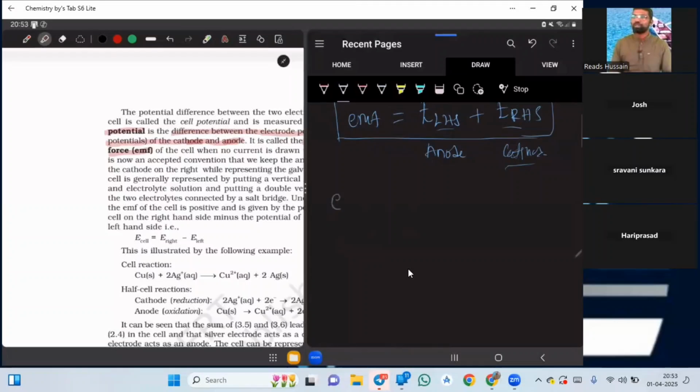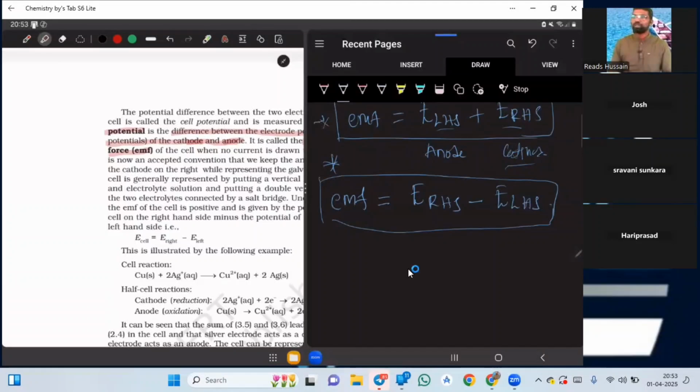So how it will be? EMF. You forget about your textbook. Now just focus on my explanation. EMF of cell is equal to electrode potential of right hand side electrode minus electrode potential of left hand side potential. This is the formula given in your textbook. All of you try to remember this formula finally, but this formula also you just keep in your mind.